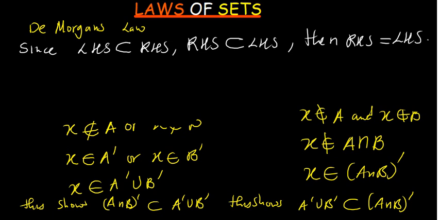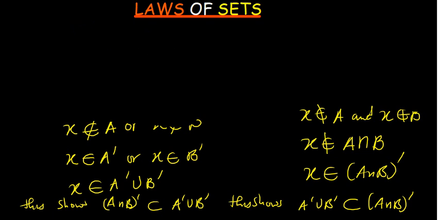So there we've shown, since the left hand side is a subset of the right hand side and the right hand side is a subset of the left hand side, then the right hand side is equal to the left hand side. So this is how you prove these laws. That's how you get to prove them. You can also prove using Venn diagrams. Let's prove this: A union B complement is equal to A complement intersection B complement.